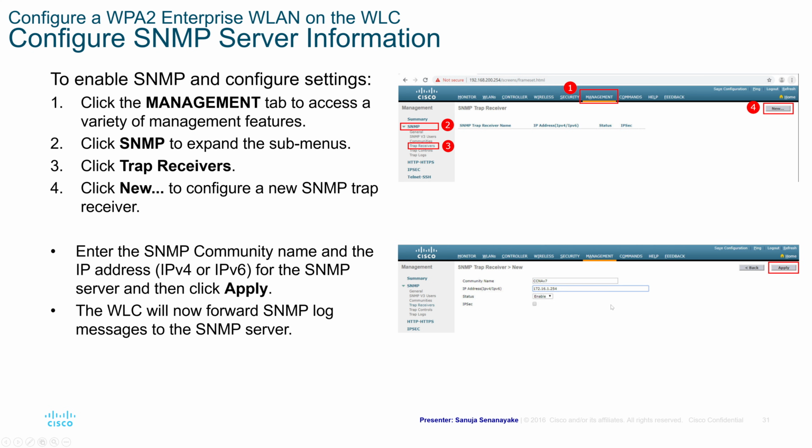When you click new, you will be greeted with this screen where you have the community name, IP address, status, and whether you're going to use the encryption of IPsec tunneling, right? So what we're going to do here is we're going to enter the SNMP community name and the IP address, which could be IPv4 or IPv6 address for that SNMP server. And then we're going to click apply, which is right here at the top.